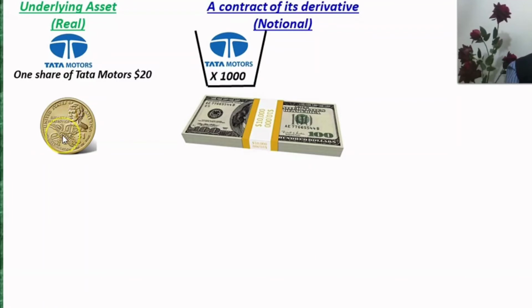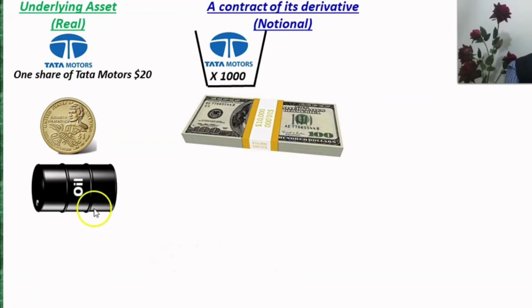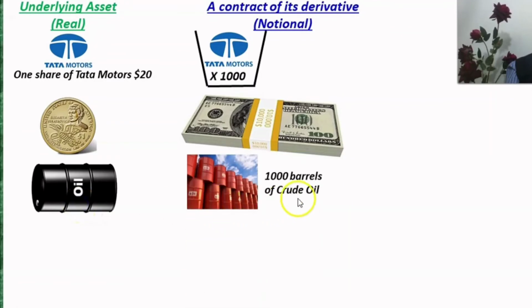If the value of the dollar with respect to other currencies changes, then the value of this bundle with respect to other currencies will also change, isn't it? Consider a single barrel of crude oil and a consignment of 1000 barrels of crude oil. This consignment again may be considered as a derivative of this 1 barrel of crude oil because its value will depend upon the value of this oil or a single barrel of oil.